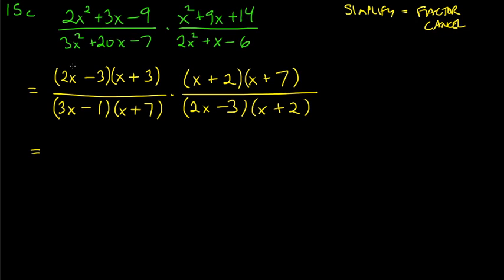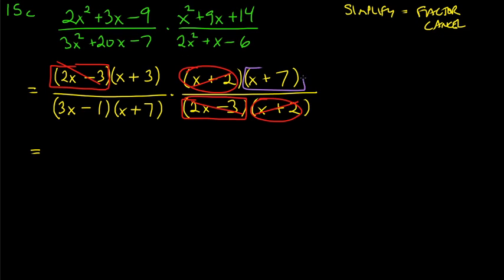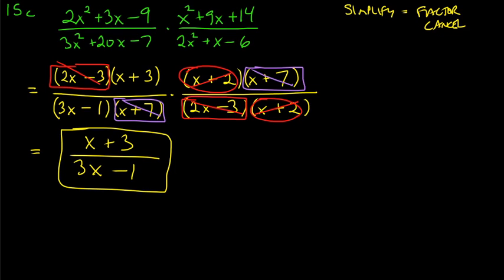So we're looking for factors that are common to the numerator and denominator. We have 2x minus 3 in the numerator and we have 2x minus 3 in the denominator. They get canceled. We have an x plus 2 in the numerator and an x plus 2 in the denominator. They get canceled. And we also have an x plus 7 in the numerator and an x plus 7 in the denominator. They get canceled. So the only thing that survives the numerator is the x plus 3. The only thing that survives the denominator is the 3x minus 1. And there's our answer for part 15C.